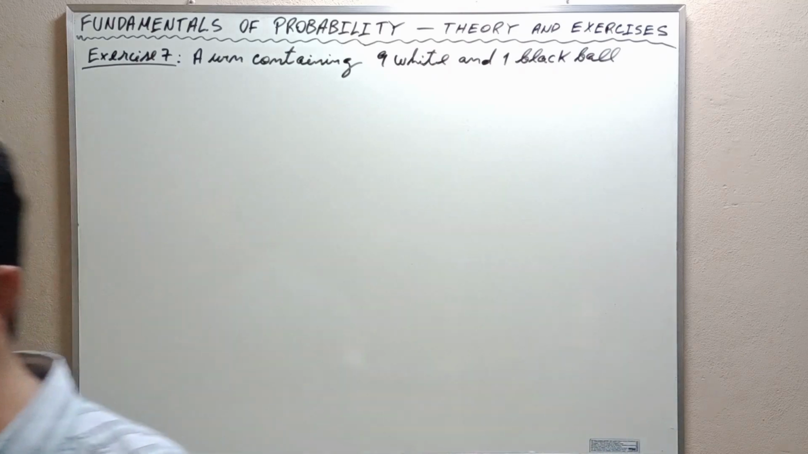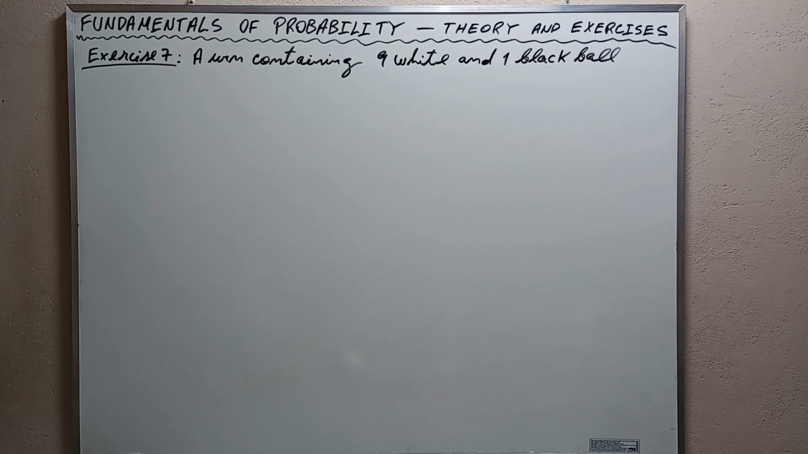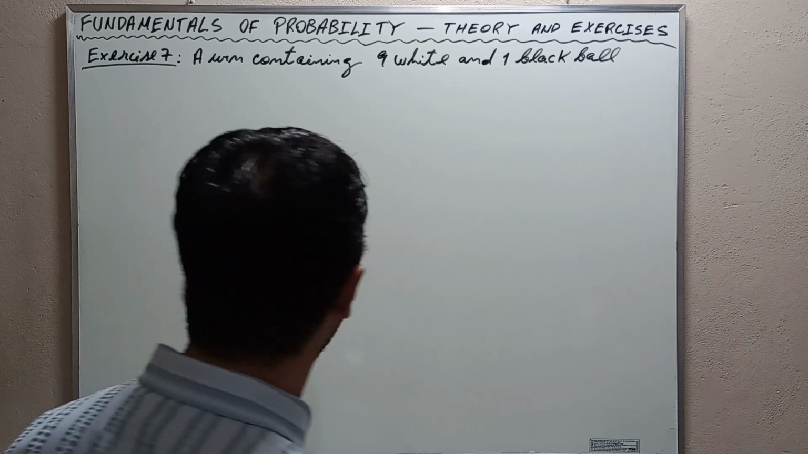Exercise number 7. An urn contains 10 balls, from which 9 are white and 1 is black. If 4 of these balls are withdrawn, one at a time, without replacement, what is the probability that the black ball is chosen? Okay, this is the exercise. Let's go to the solution.